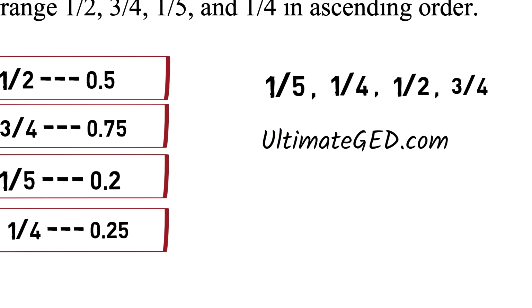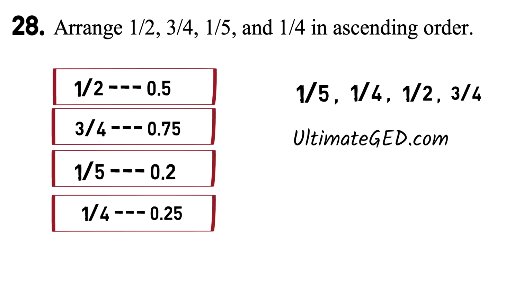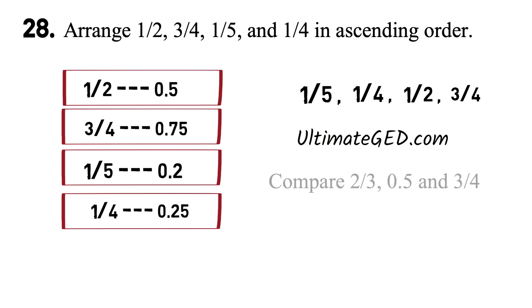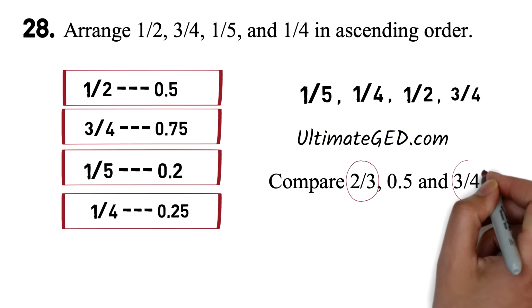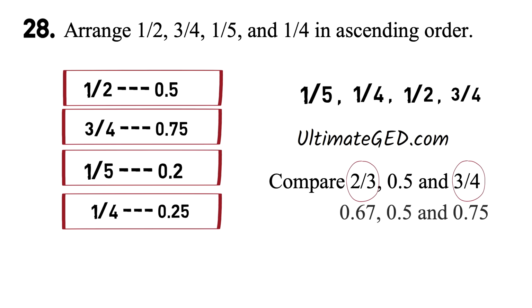Sometimes you'll be asked to compare numbers with both decimals and fractions. Example, compare 2 over 3, 0.5, and 3 over 4. Same idea, change the two fractions into decimals and compare the three decimals.